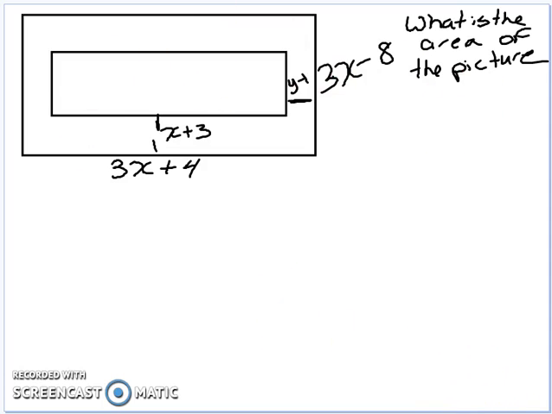So what I'm actually looking for in this question is what I've got shaded in green. That's the area that is the picture. So if I'm going to find that, I need to find the length and width of the actual picture itself. In order to get that length, I'm going to take the 3x plus 4, and I'm going to subtract the y minus 1. But it's not enough to do it from one side. I actually got to subtract it from both sides. So I'm looking here to take away here and take away here. That would give me the length of the picture.